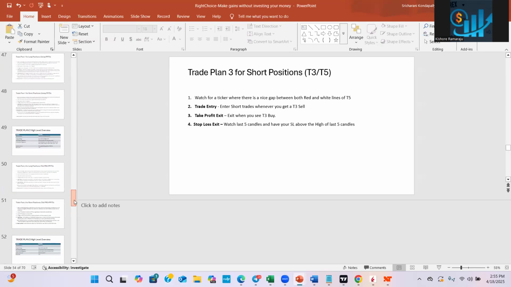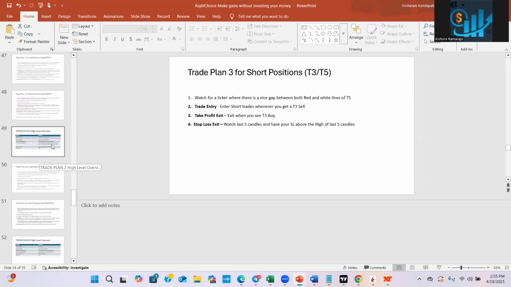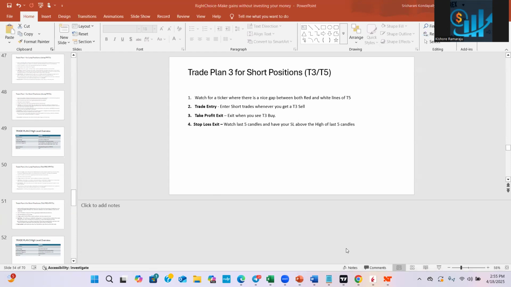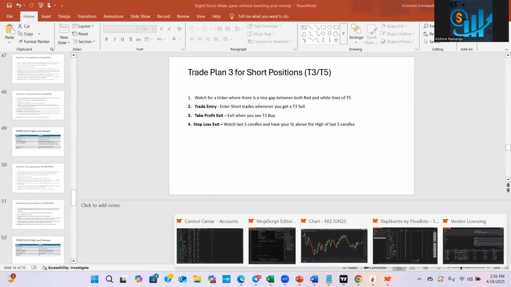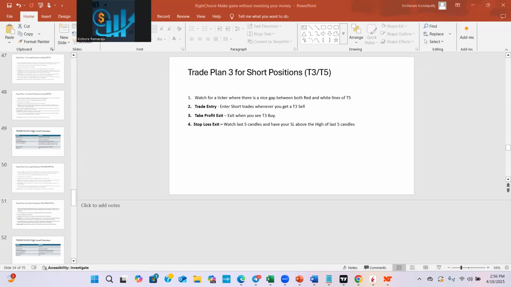So if you say that you cannot wait for the alert notifications or you cannot follow the rules, then there is one more which you can do. So any questions on these three strategies?